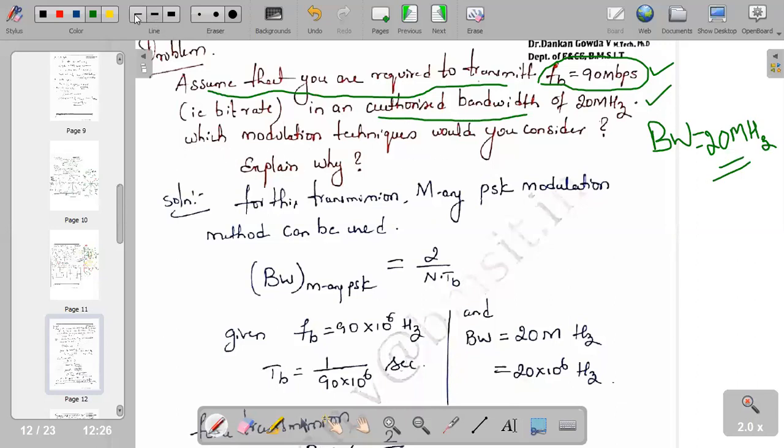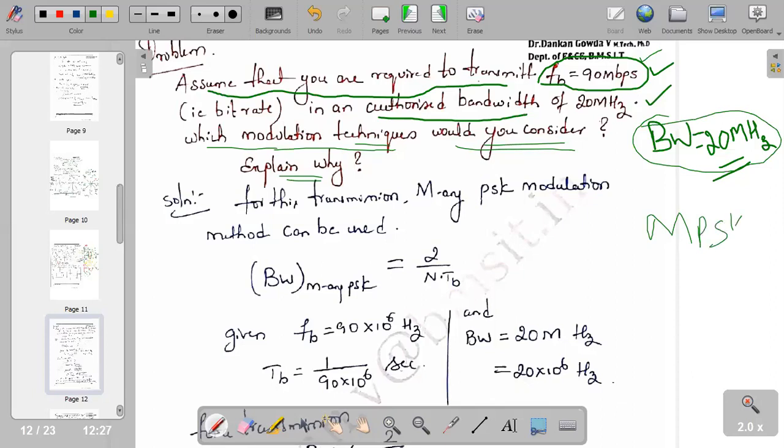Which modulation techniques would you consider and explain the reason for that consideration? Now please observe, since the bandwidth is given fixed and the bit rate is also given fixed, we need to find which M-ary PSK is suitable for transmitting this kind of signal.